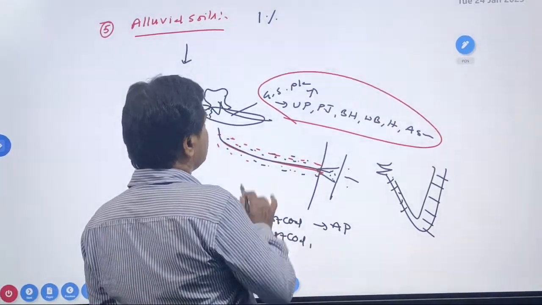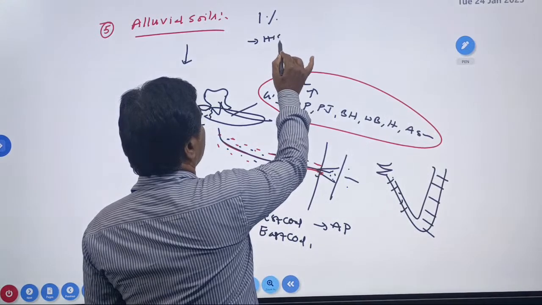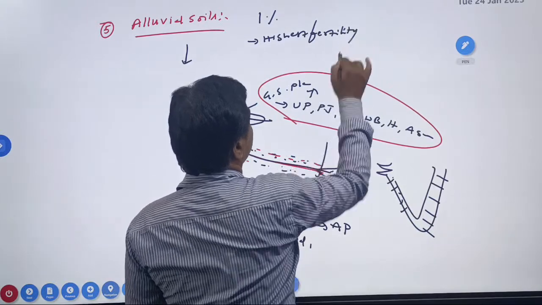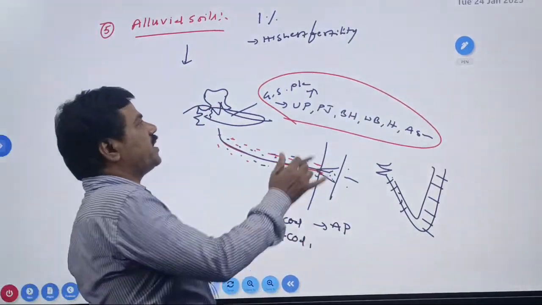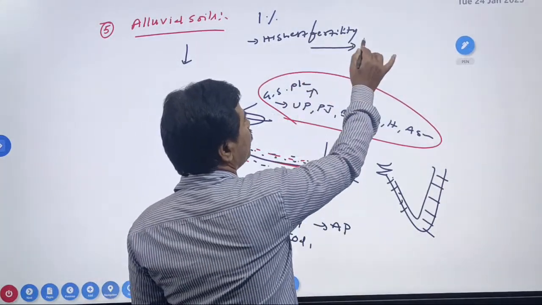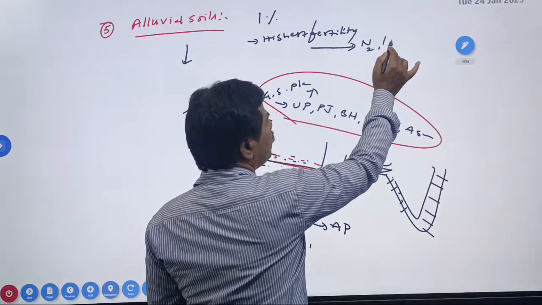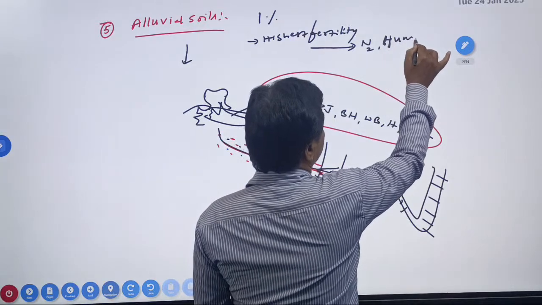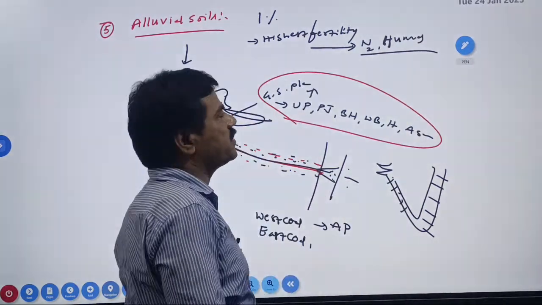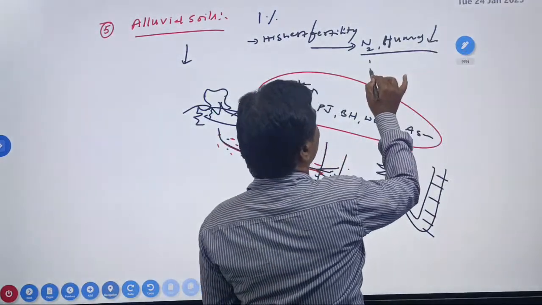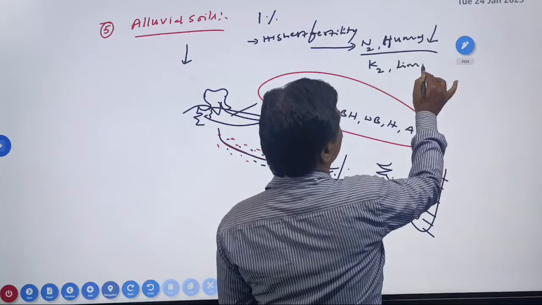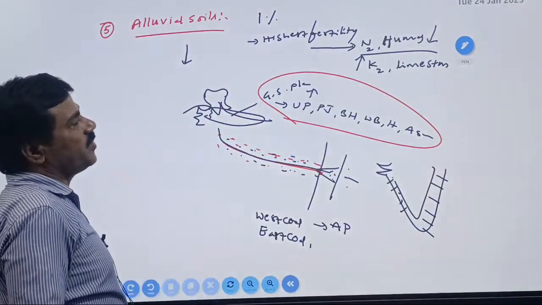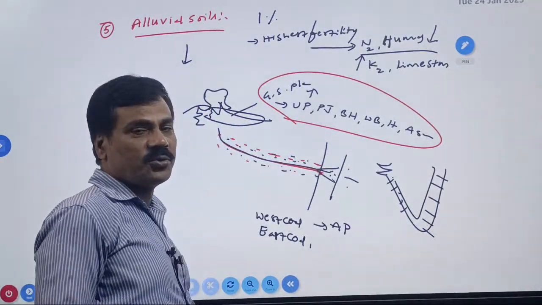Alluvial soil has the highest fertility in India, with all minerals high except nitrogen and humus, which are very low, while potash and limestone are at the highest percentage. Richest minerals are potash and limestone; poorest are nitrogen and humus.